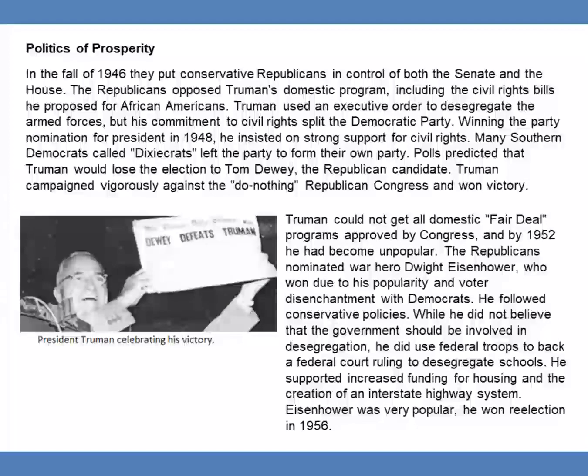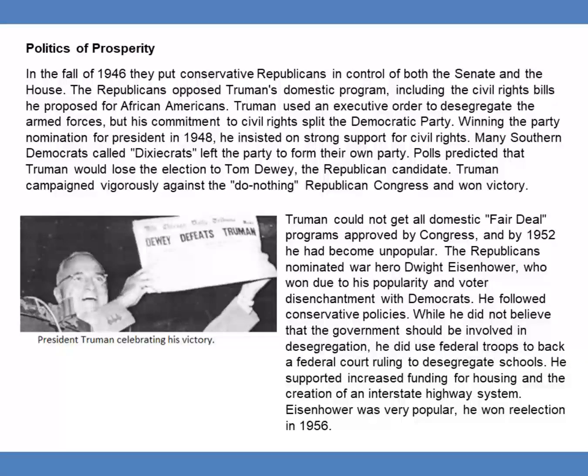Politics of prosperity. In the fall of 1946, they put conservative Republicans in control of both the Senate and the House. The Republicans opposed Truman's domestic program, including the civil rights bills he proposed for African Americans. Truman used an executive order to desegregate the armed forces, but his commitment to civil rights split the Democratic Party.